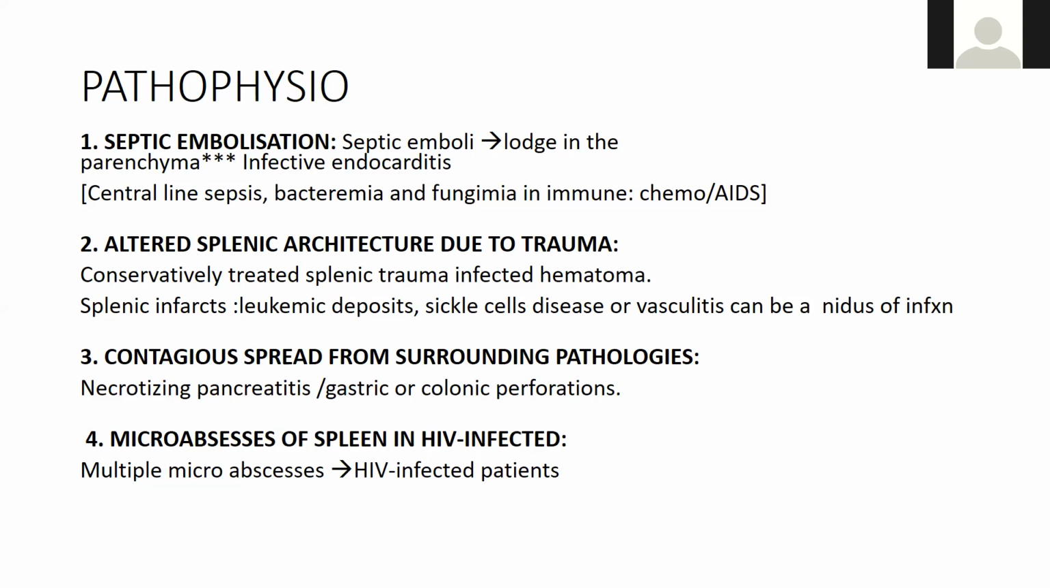Knowing the surrounding structures also leads you to understand the pathophysiology of how contiguous spread comes from the pancreas, from the stomach, and also from the colon in terms of gastric and colonic perforations, as well as splenic abscess as a secondary result of necrotizing pancreatitis.